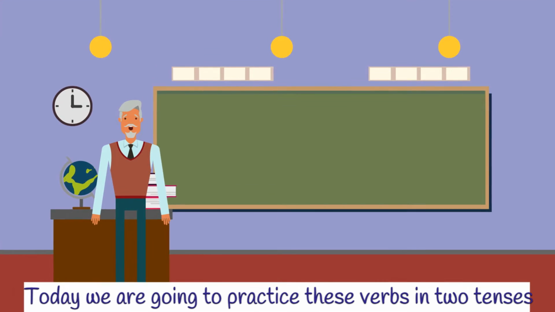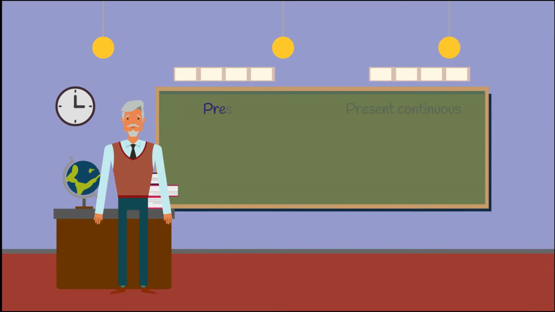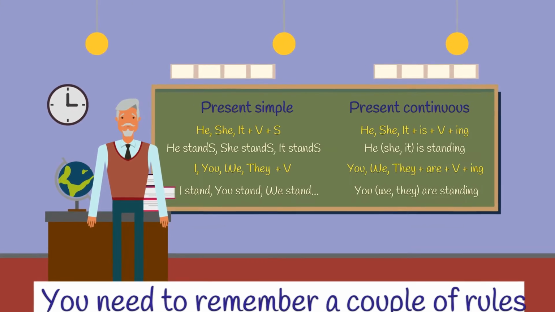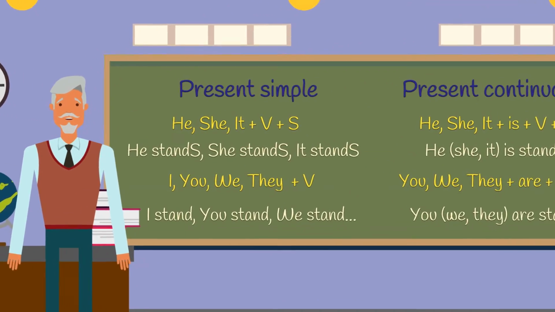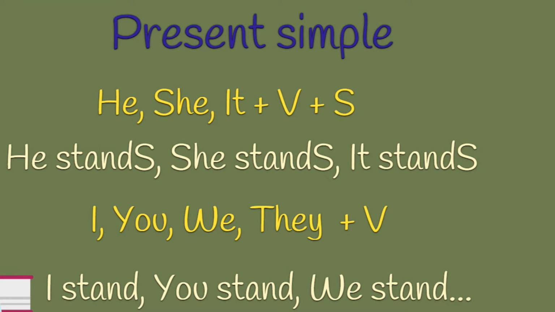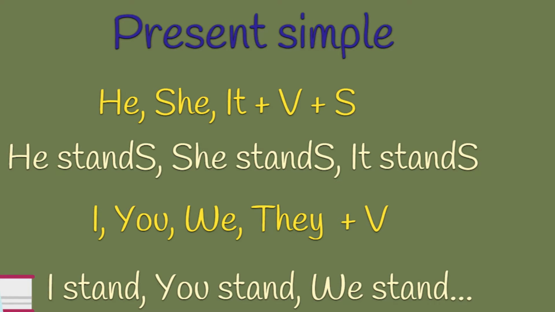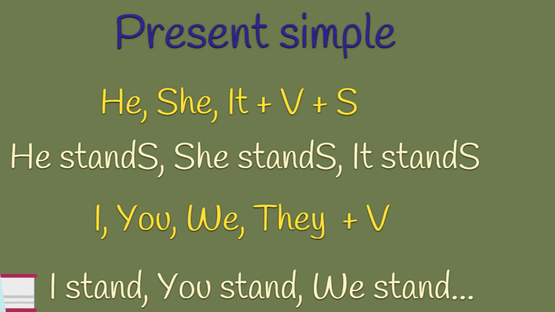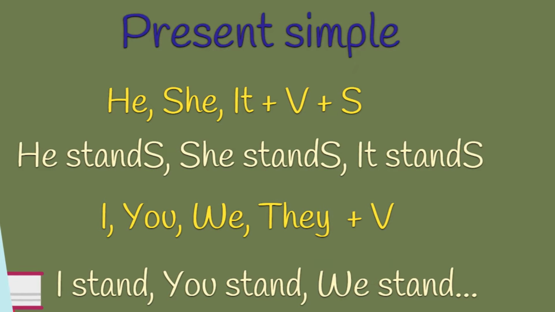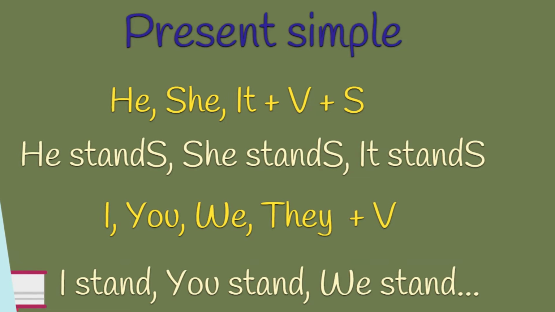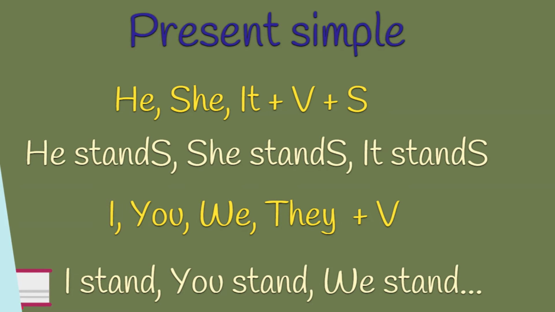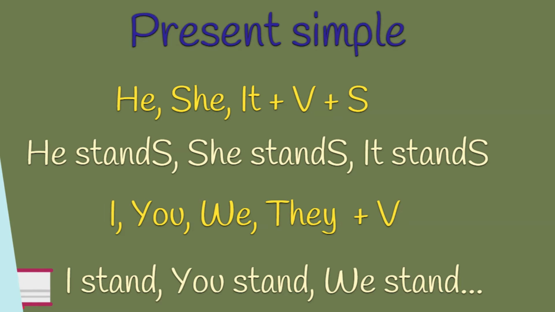Today we are going to practice these verbs in two tenses, present simple and present continuous tense. You need to remember a couple of rules. In the present simple tense, when you are talking about anything using nouns or pronouns such as he, she, it, you must add the letter S to the verbs you are going to use. He stands, she stands, it stands. You don't need to add anything to the verbs when you use nouns or pronouns such as I, you, we, they. I stand, you stand, we stand.